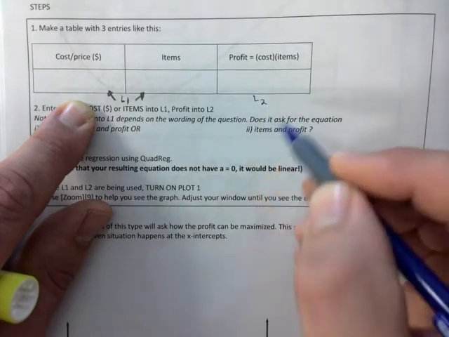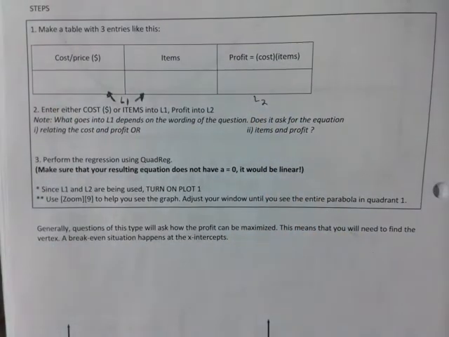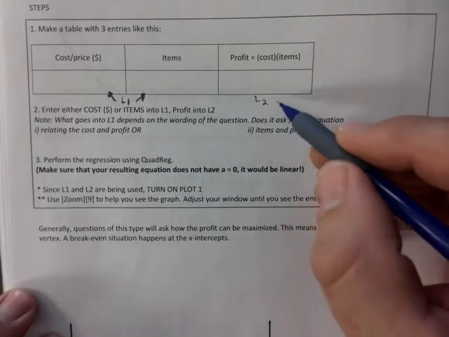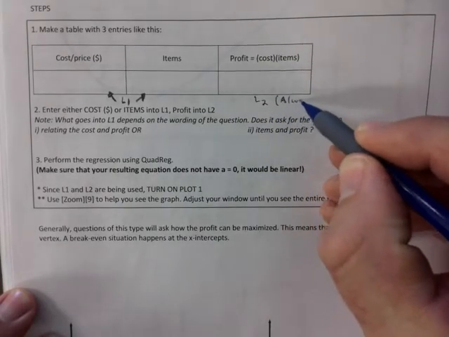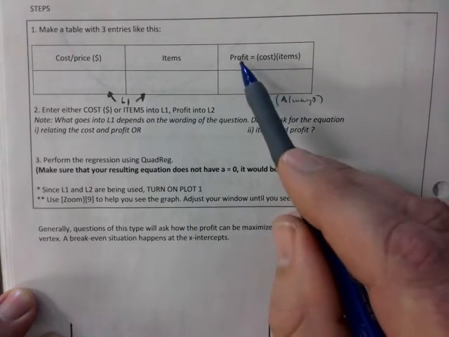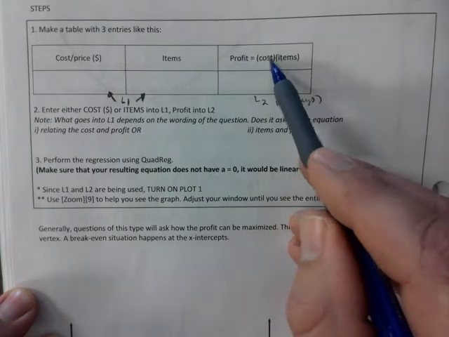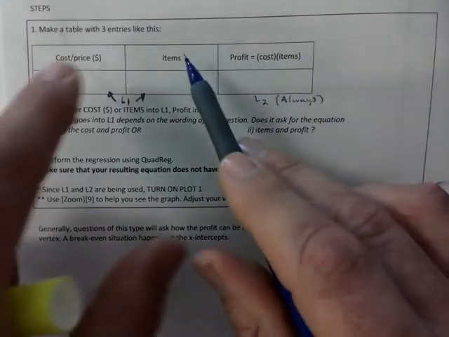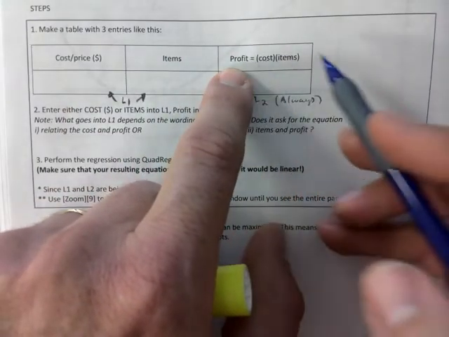If you don't get this right, you're not going to get a quadratic regression. A is actually going to be equal to 0 if you don't do that. So always, that last column is always our L2. And you notice that profit is equal to cost times the number of items. That's a very basic concept. If you multiply these two, you get your profit.